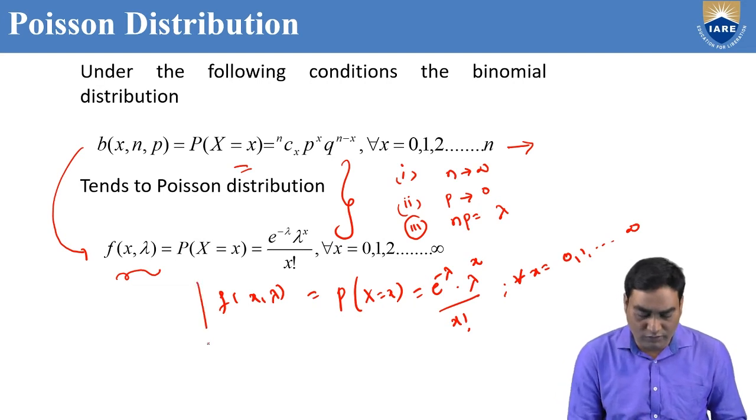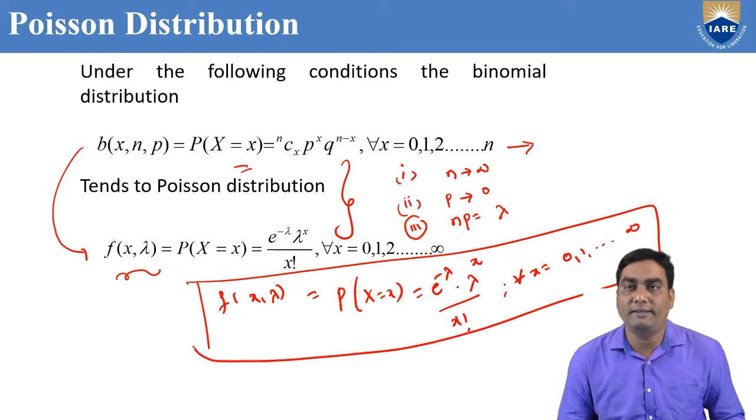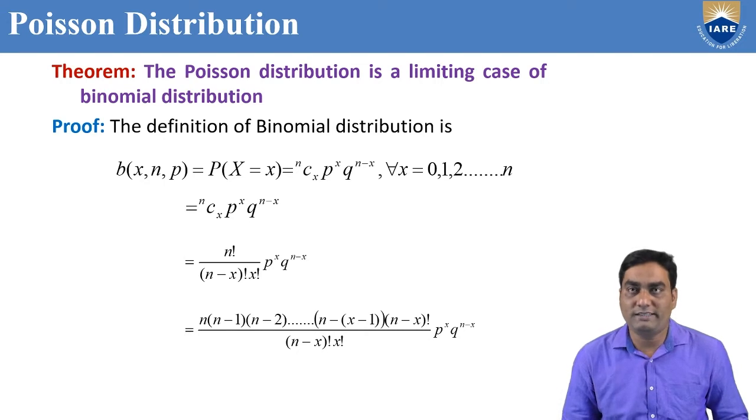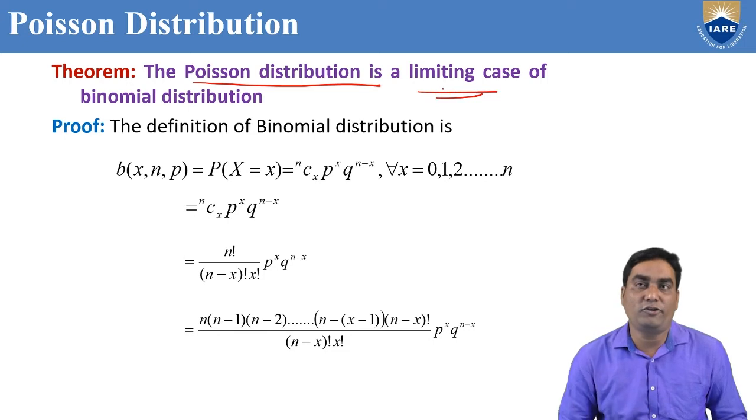And this is the formula of the Poisson distribution: f(x, lambda) equals P(X = x) equals e^(-lambda) lambda^x by x factorial. How did we get it? By using these three conditions, we have a theorem: the Poisson distribution is a limiting case of the binomial distribution. This is a very important theorem. We are going to explain in this theorem how we get the Poisson distribution from the binomial distribution.